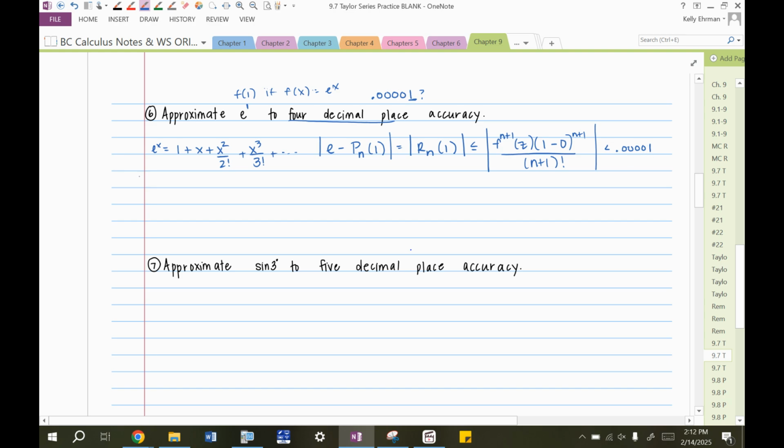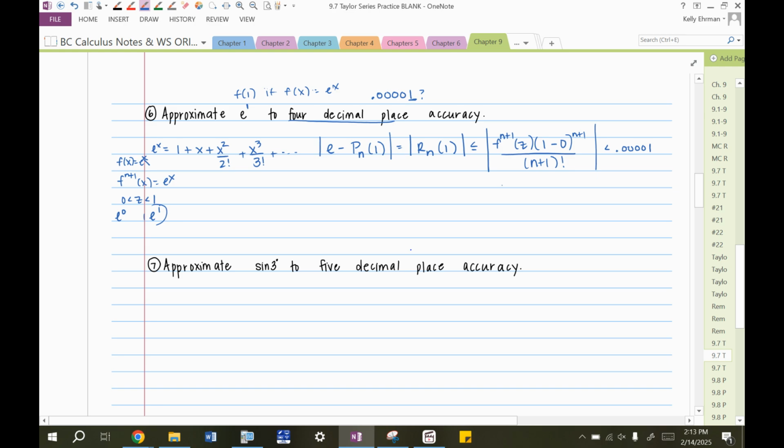All right, so what about this? If f of x is e to the x, every derivative is going to be e to the x. So what's the max value? We're looking between 0 and 1 for z, so we could have e to the 0 or e to the first. E to the first is bigger than e to the 0, right?